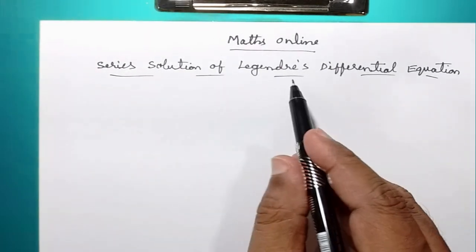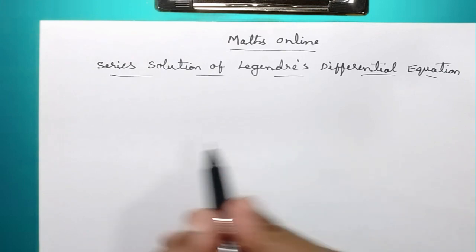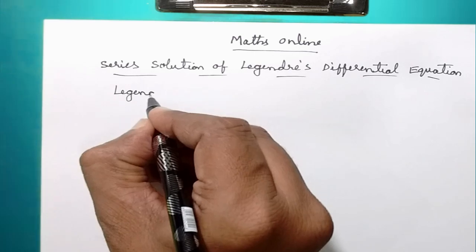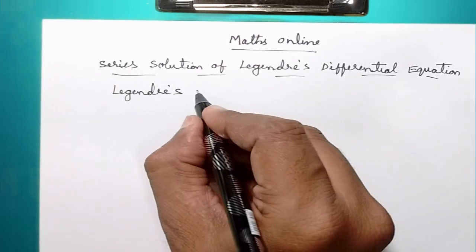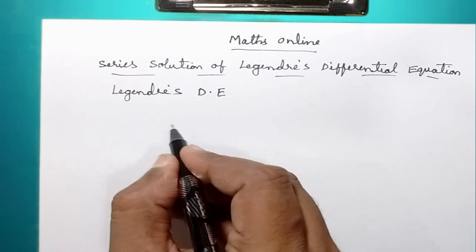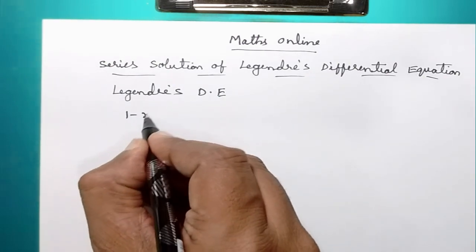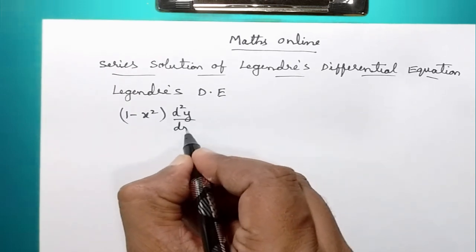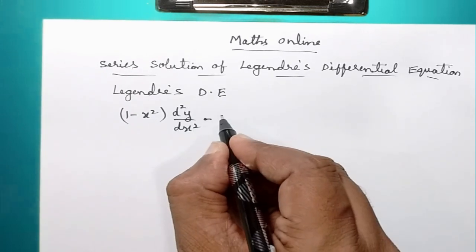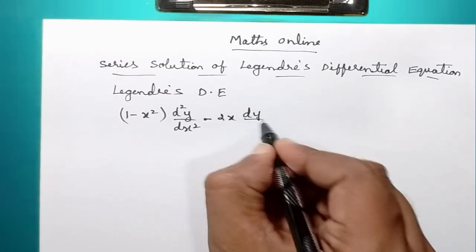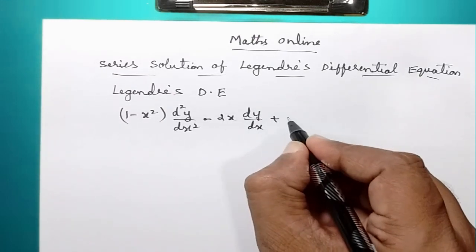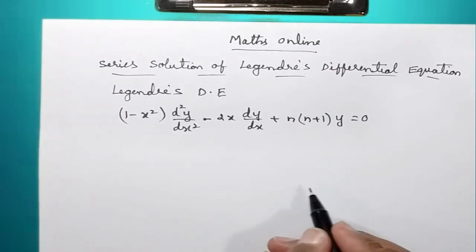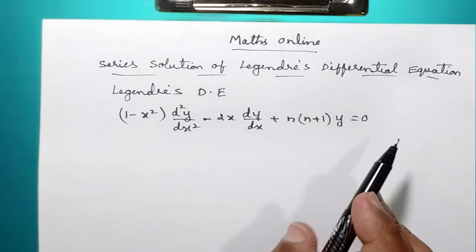Today's topic is series solution of Legendre's differential equation. So let us consider the Legendre's differential equation. The Legendre's differential equation is written as (1 minus x square) d square y by dx square minus 2x dy by dx plus n into (n plus 1) times y is equals to 0. This is the Legendre's differential equation.